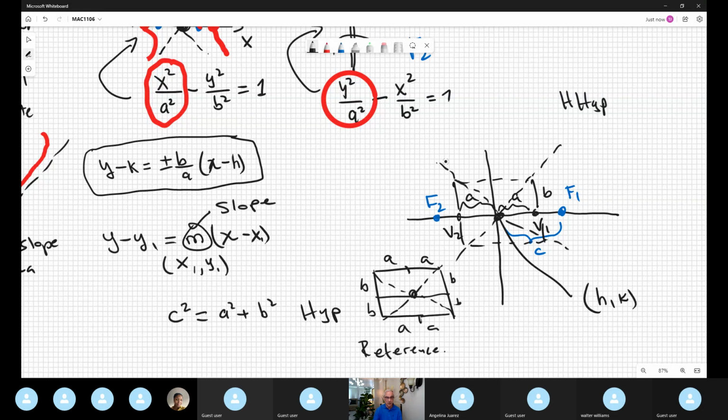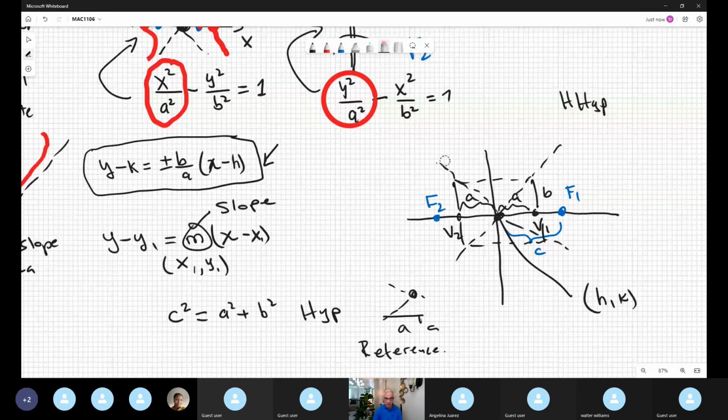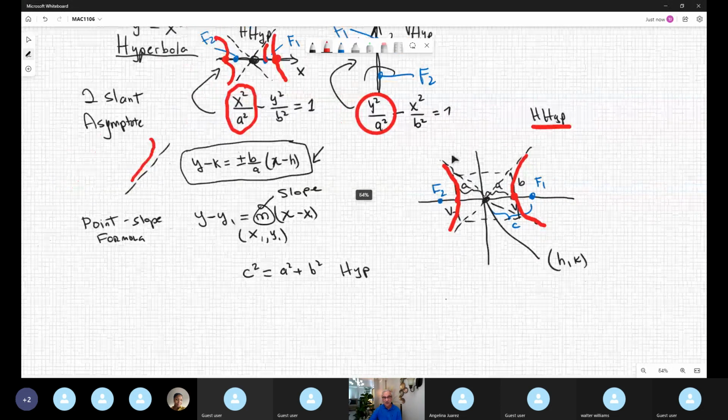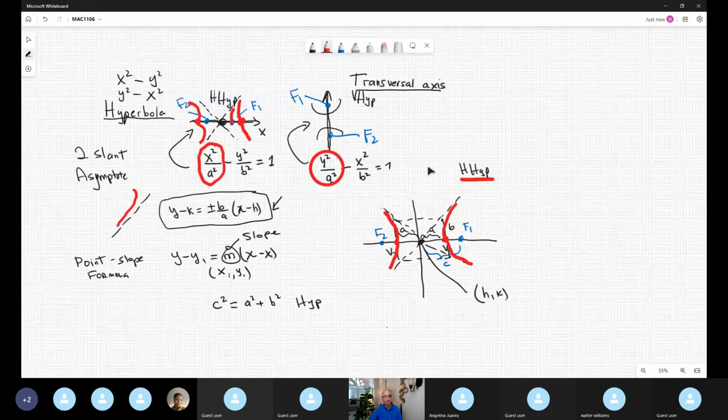And the asymptote obeys this equation. The horizontal and the vertical are a little bit different. Don't worry too much about the reference rectangle, because in my script in Desmos you can see it immediately. Now my horizontal hyperbola looks like that, passing through the vertex, asymptotically to this, and asymptotically to this. End of the story. That's it. And the vertical is different because the transverse axis is parallel to the y-axis.